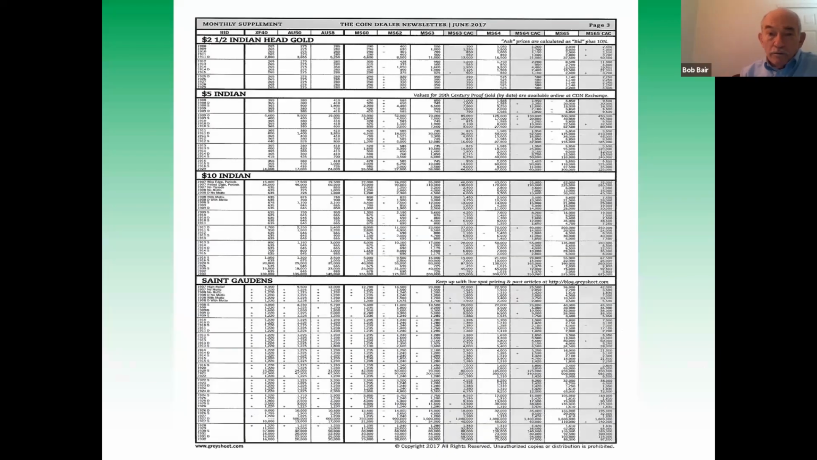Here's where the Gray Sheet began to expand beyond type to 20th century gold, with each date in each of the 20th century gold series. Once again, everything MS63 non-CAC versus CAC is compared, and 64 and 65. And once again, all the CAC bids are higher.